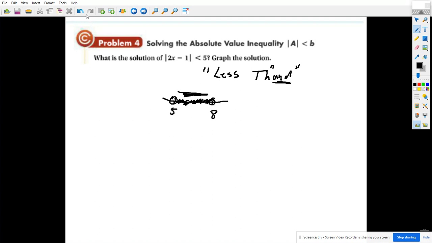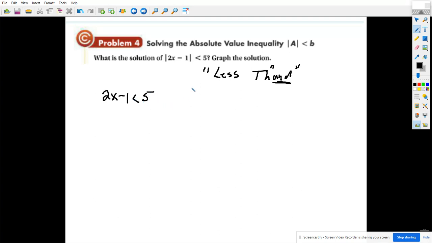Okay, so this is going to, it says less than, so automatically right before I even start, when I get the absolute value by itself, it's going to be an and inequality. So my solution should say x is greater than the smaller answer and x is less than the larger number. Okay, so absolute values by itself. There's two ways to do this. I'm going to show you both. Okay, 2x minus 1 is less than 5.